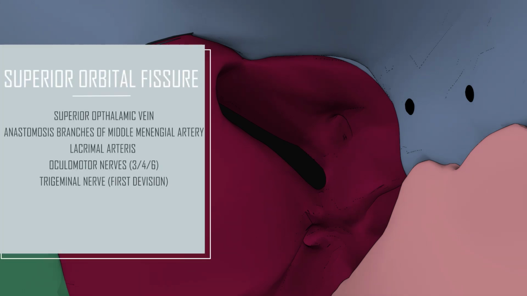Superior orbital fissure is located medial to the orbital apex. It contains superior ophthalmic vein, anastomosis branches of middle meningeal and recurrent lacrimal arteries, cranial nerves 3, 4 and 6, and the first division, ophthalmic, of the trigeminal nerve.